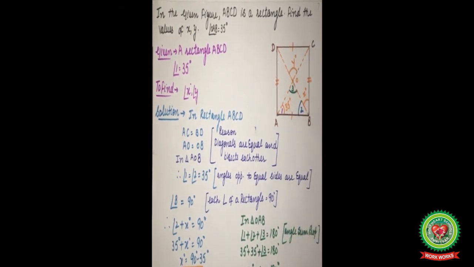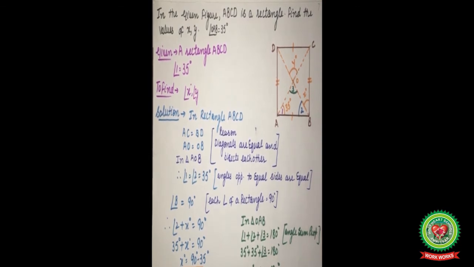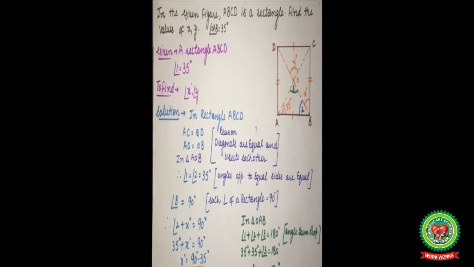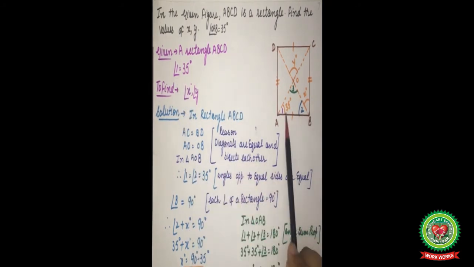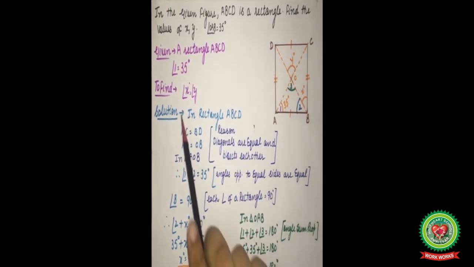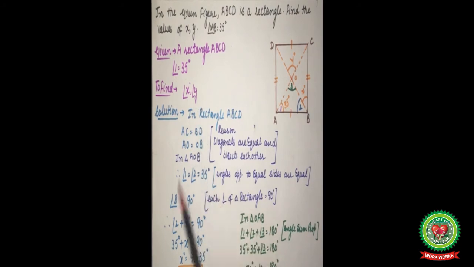Now students, we have to remember the properties of a rectangle. We know that in a rectangle, the diagonals are equal and they also bisect each other. Number one. Number two, all the angles of a rectangle are of 90 degrees. So we will be using these properties of a rectangle for solving this sum. Now given in a rectangle ABCD, angle 1 equal to 35 degrees, to find angle x and angle y.